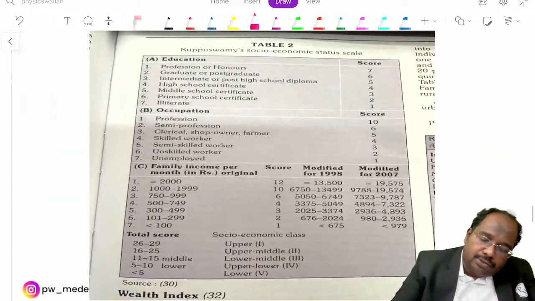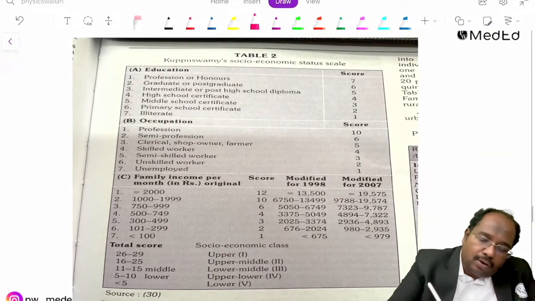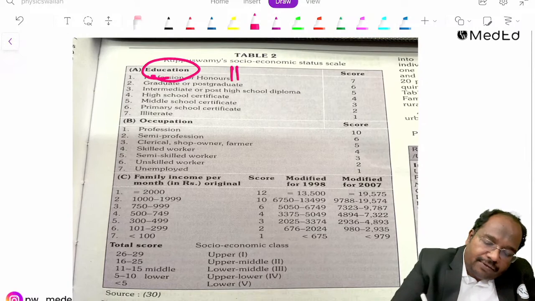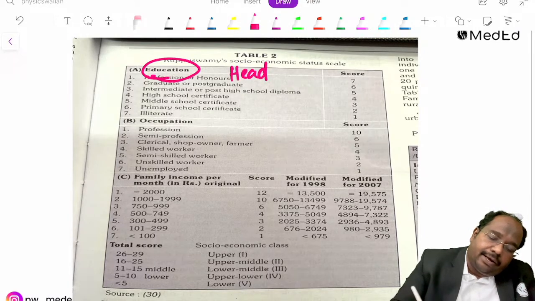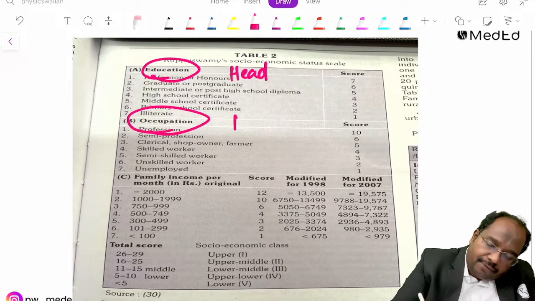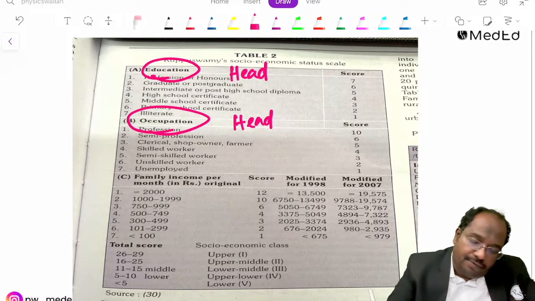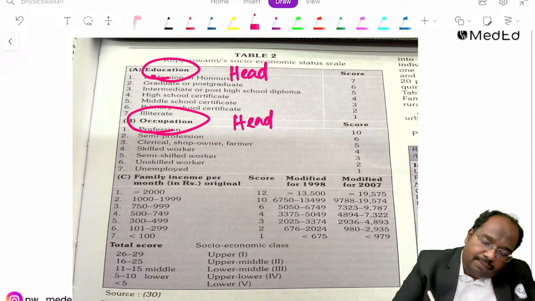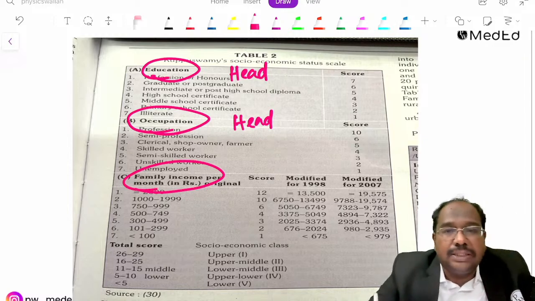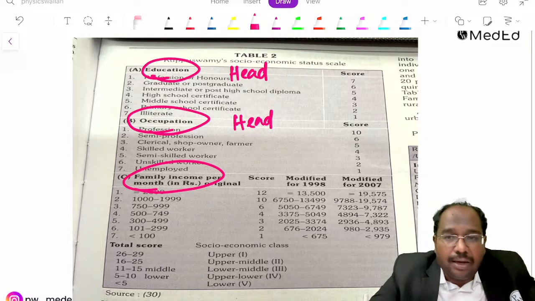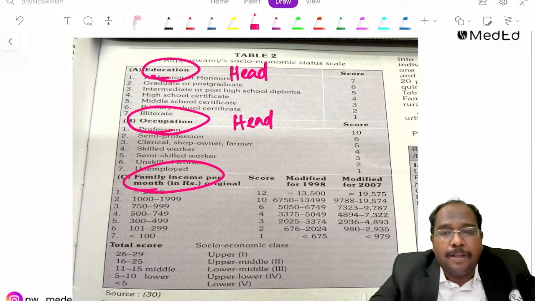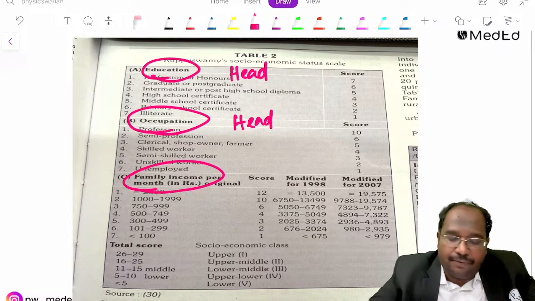So look here. This is a table from the book. Education of the head of the family. Occupation of the head of the family. Okay, fine. Income, family income. Based on this, they will be telling you the socio-economic status of a particular family.